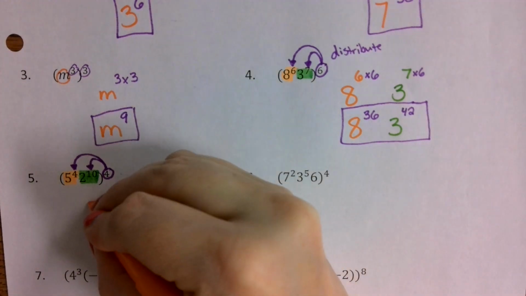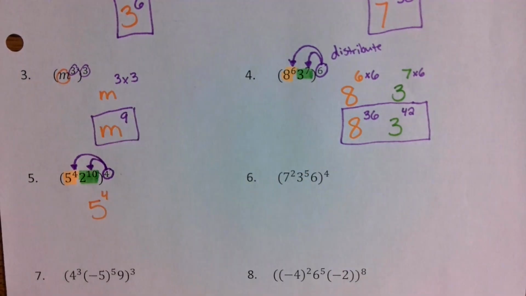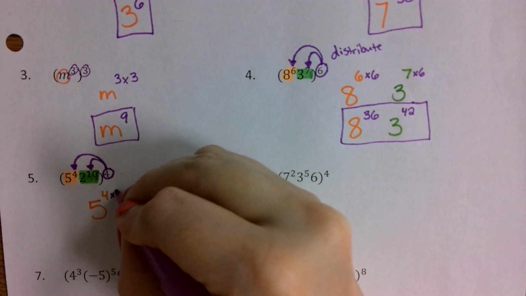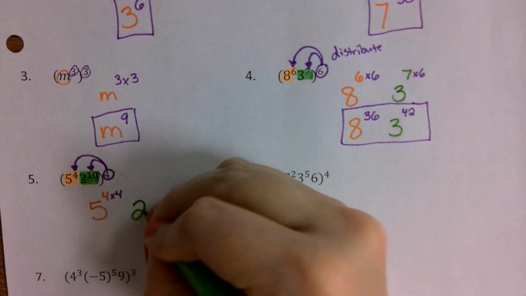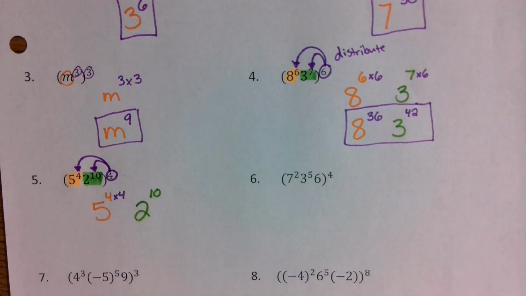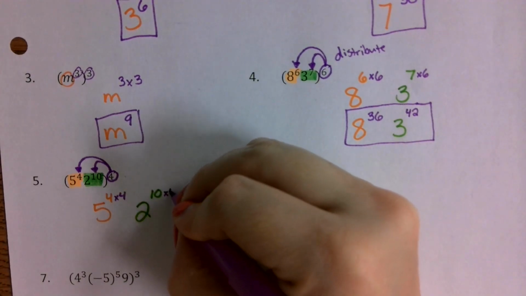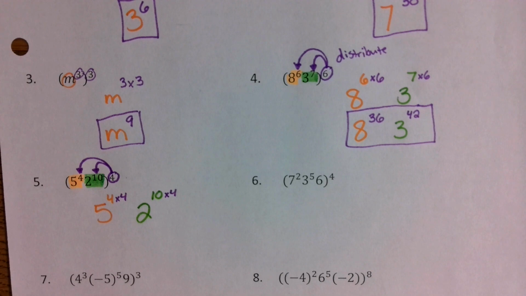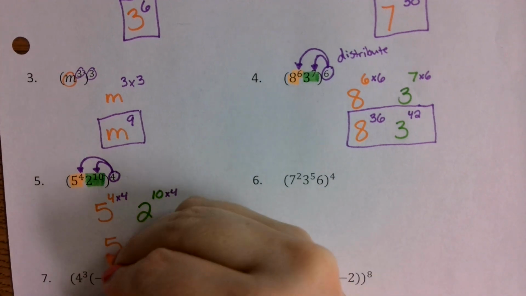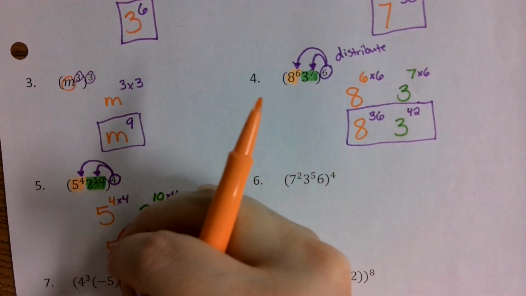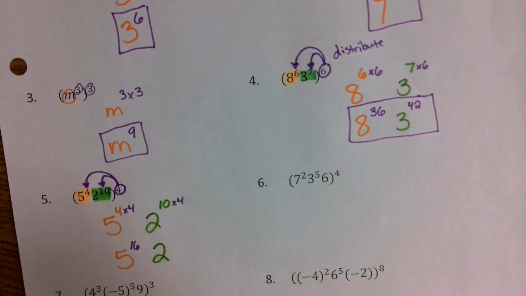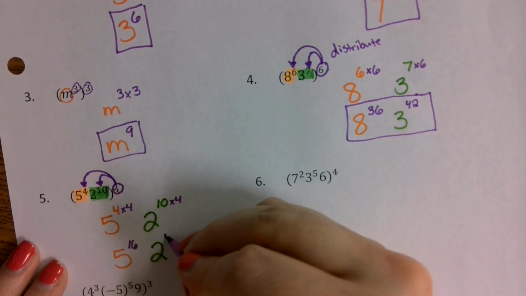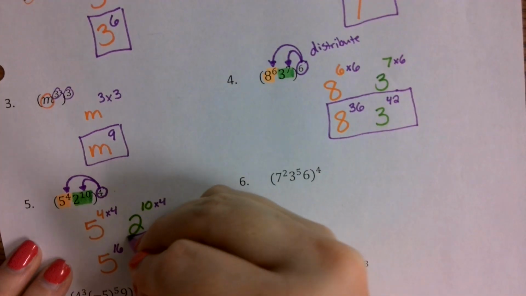Right, so let's start off 5 to the 4th. That gets multiplied by the 4. And then we've got 2 to the 10th. That also gets multiplied by the 4. And our new exponents become 5 to the 16th power and 2 to the 40th power. And there's our final answer.